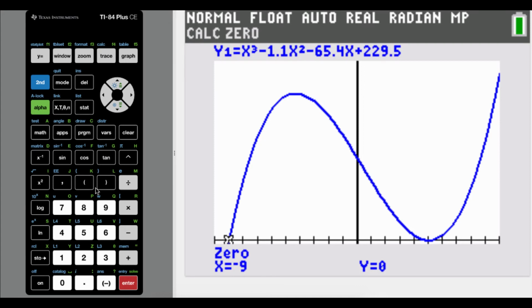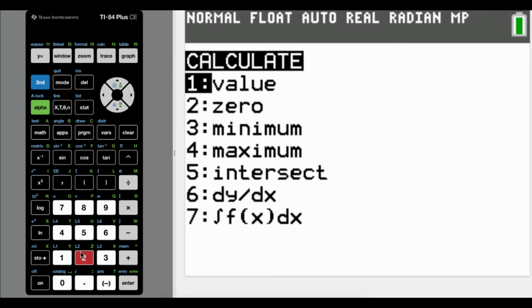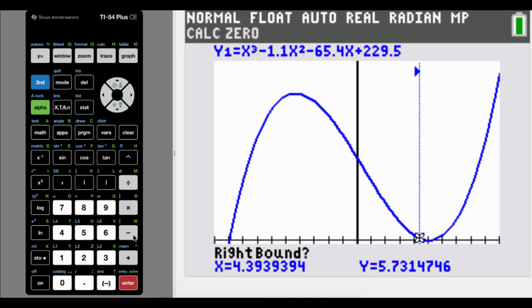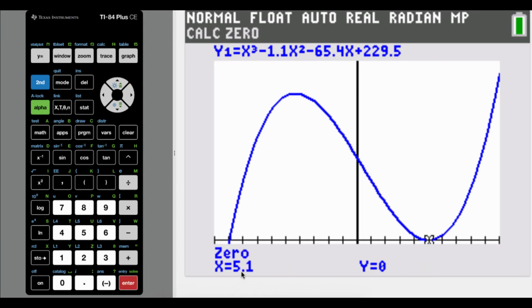Now, if we look at finding another x-intercept, if we hit second calc and pick option number 2 again, it looks like we've got another x-intercept happening over here around 5. So I'm going to arrow over close to that one. Left-bound point means we need to be left a little bit, so hit enter. And then right-bound means we need to be to the right, hit enter and enter. And it's saying that we should have another 0 at 5.1. But since this is a cubic equation, there's a chance that there might be a third x-intercept. But right now we're only coming up with 2 of them.